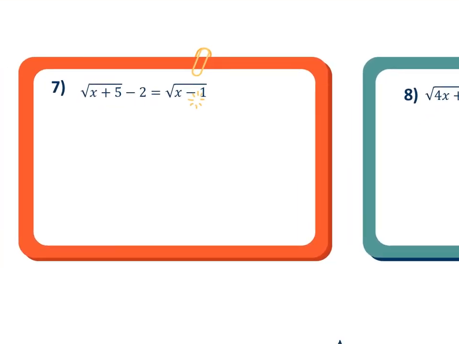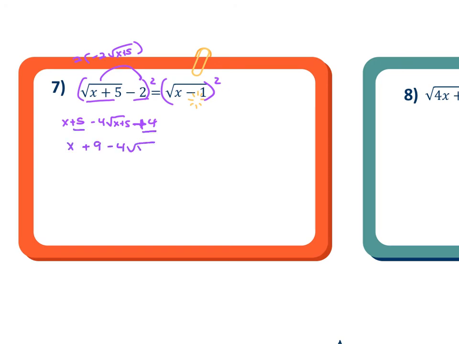All right, so for number 7, we're going to square both sides of the equation. So square this and square this. On the left side, I'm going to use that shortcut. Square the first, which is x plus 5. Square the last, positive 4. And then double the product. So negative 2 square root x plus 5 times 2 is negative 4 square root x plus 5. This is a plus. Combine my like terms there, and I get x plus 5 plus 4, which is x plus 9, minus 4 square root x plus 5 equals x minus 1 squared.